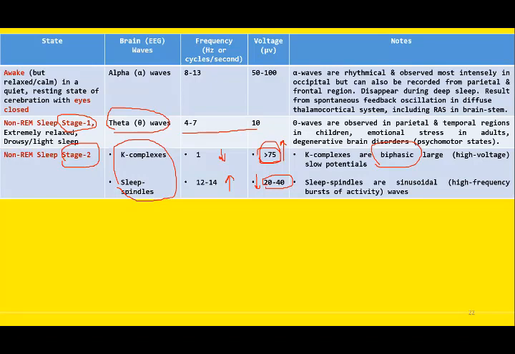Then we discuss the biphasic nature of K complexes. By biphasic nature of K complex, we mean that half of the curve is above the isoelectric line and half of the curve is below the isoelectric line. This means half of the deflection is positive and half of the curve shows negative deflection. So the K complexes are biphasic, and both these EEG bands, sleep spindles and K complexes, are observed in stage 2 of non-REM.